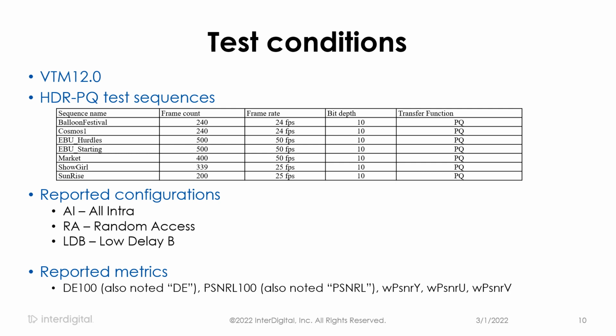So let's move to the test part, experimentation part. So in this slide, we depict the test conditions used for the evaluation of these two approaches. First, VTM12 has been used, and as test content, we have used the HDR-PQ content defined in the JVET common test conditions. 3 configurations are reported: all intra, random access, and low delay B. In terms of metrics, we report the results for the HDR-PQ objective metrics, which are delta E 100, PSNR L 100, WPSNR Y, U, and V.